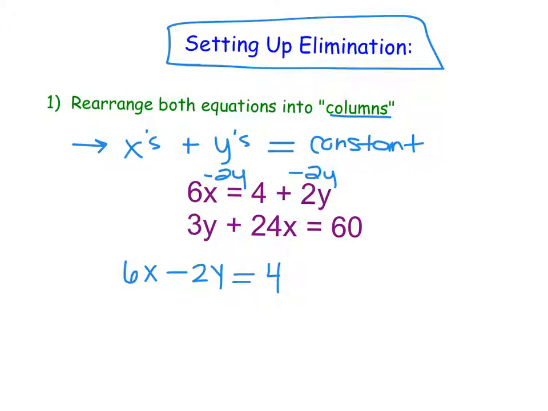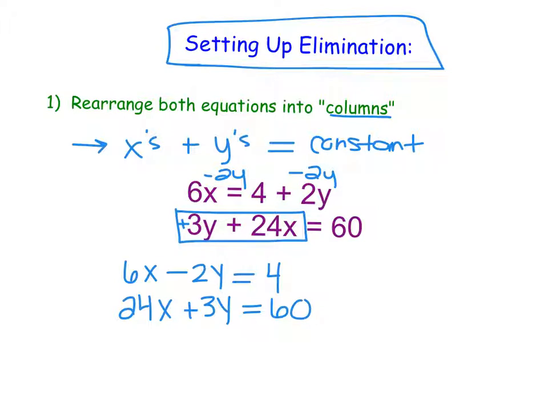Then in this second equation, I don't have to move anything to the other side of the equation. I just simply need to rearrange this, keeping plus signs with both the 3y and the 24x. So here I'm going to rewrite this as 24x plus 3y is equal to 60. Notice that these are now set up consistently. We have all of the x values first, the y values second, then my equal sign, and then my constant term. So we need to rearrange these into columns that align before we can even think about using elimination.